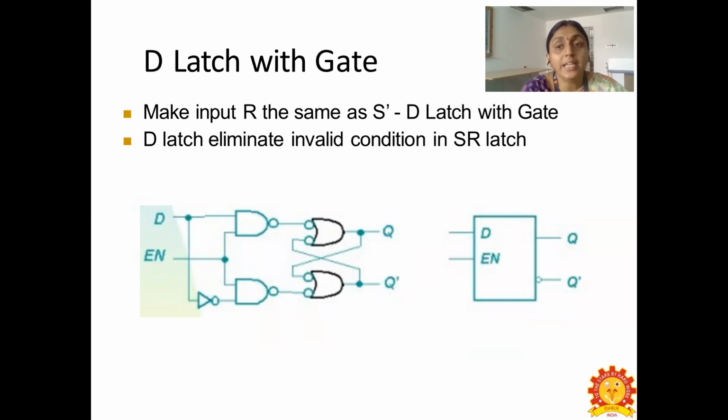And now we will see the D latch with gate. Make the input R the same as S dash. The D latch eliminates the invalid condition in the SR latch. Instead of the SR latch, where we had two inputs S and R, here in the D latch we have a single input D, and D dash is sent to the other NAND gate.